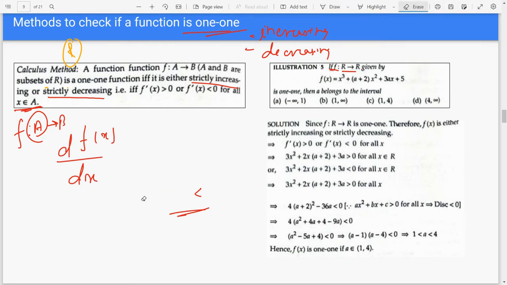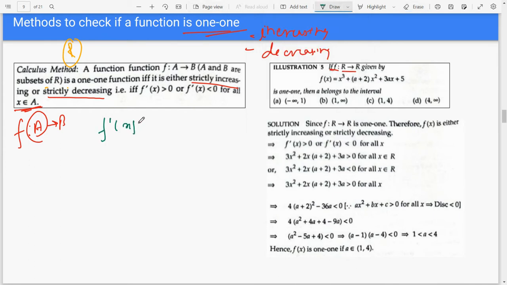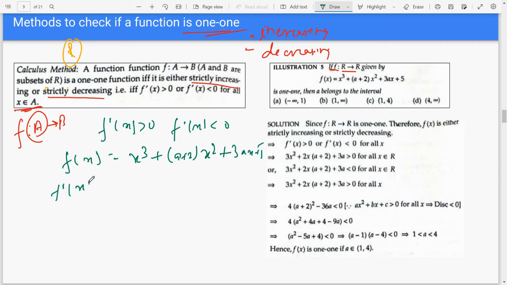So we can easily solve this question using the differentiation formula that I just discussed. We know that this function is one-one. Then in that case, f dash x should be either greater than 0 or less than 0. R to R means the function is defined from real to real. So your f(x) is x cube plus (a plus 2) x square plus 3ax plus 5. If you do f dash x here, you will get 3x square plus 2(a plus 2)x plus 3a.